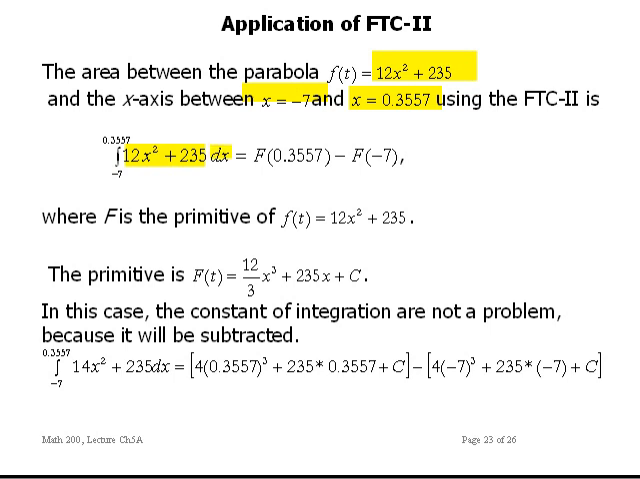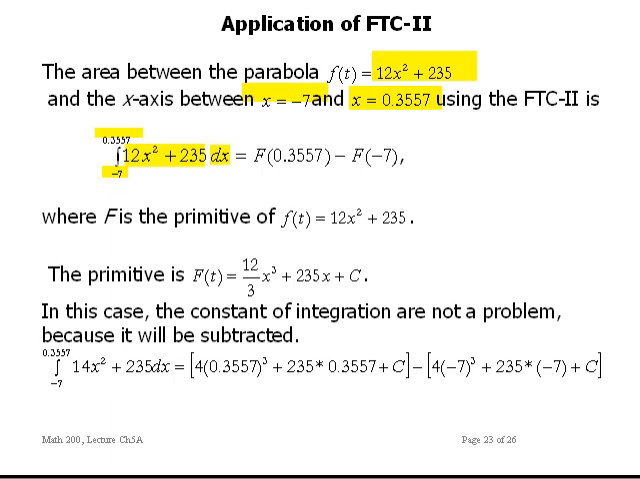So I'm looking with respect to the x variable. My starting point is minus 7. My ending point is 0.3557. Now the way to do it is to create a little Riemann sum, add it up, try to make more and more little triangles, and work on that. Or you take the antiderivative of the parabola and evaluate it at the endpoints.